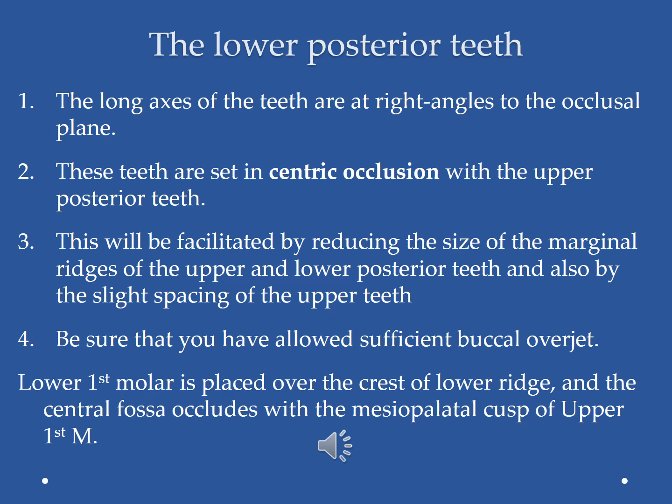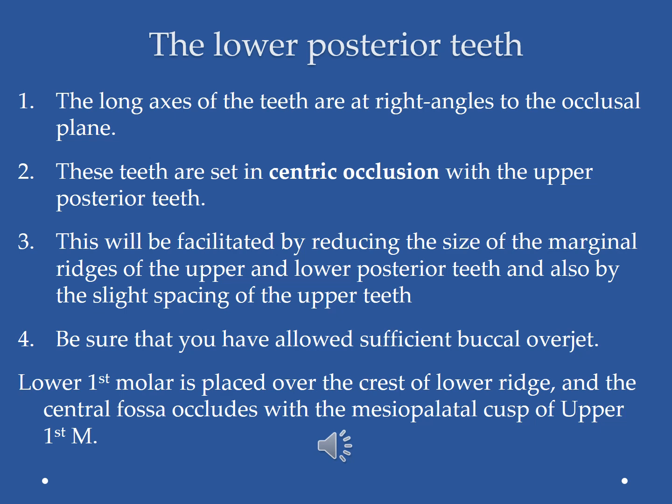Setting the lower posterior teeth is straightforward, following the upper posterior teeth. The long axis of the lower teeth should be at right angle to the occlusal plane. These teeth are set in centric occlusion with the upper posterior teeth, and this will be facilitated by reducing the size of the marginal ridges of upper and lower posterior teeth, and also by slight spacing of upper teeth, as you will see in the lab. Be sure that you have allowed sufficient buccal overjet when you set the posterior teeth.